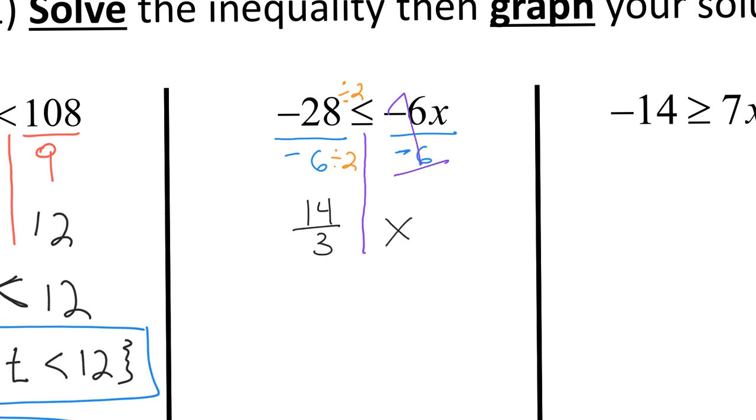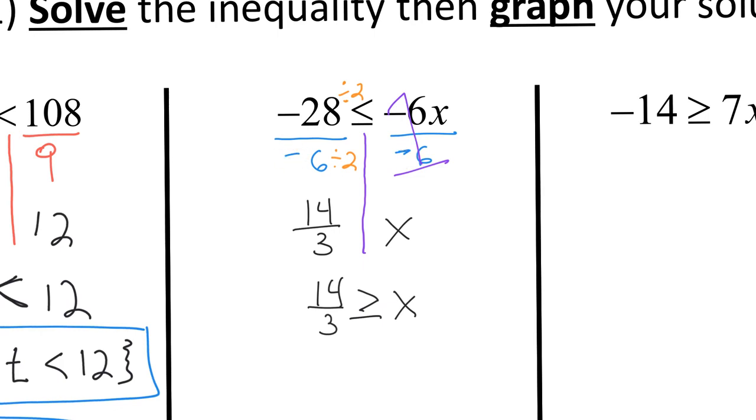So my answer will be 14 over 3 is greater than or equal to x. And I did change the inequality. Look at the direction of the inequality. Up here we have a less than. Down here we have a greater than because we divided by a negative number.